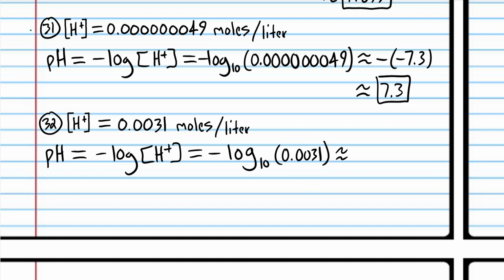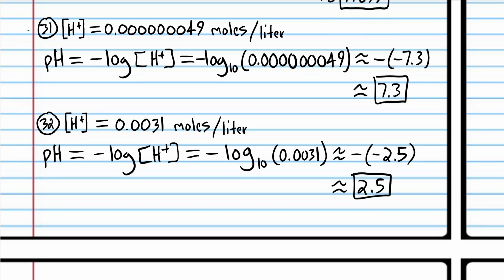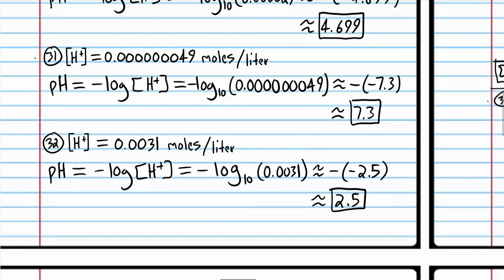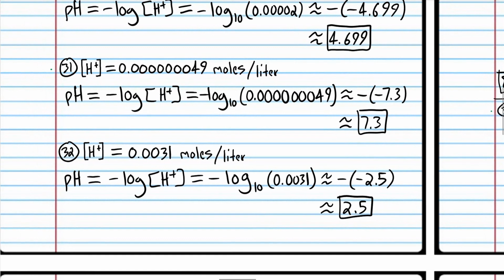So I'm entering 0.0031, and then I'm going to press log base 10, and I get negative 2.5. I'll just round it off to negative 2.5, and then that's a double negative, so it becomes positive 2.5, and so that's another acidic solution because the pH is lower than 7. So if you got that one right, excellent.